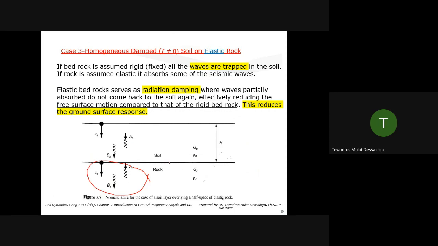Because the rigid assumption is bad. Initially, we assumed no damping in the soil. It's bad. And we improved it by introducing some damping in the soil. But we were considering a rigid rock. Now we said, okay, elastic rock.